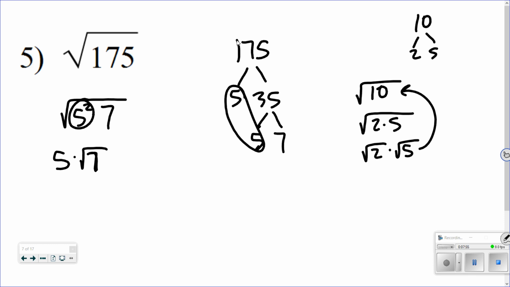And that's all we're doing on this assignment. We're just going through and practicing simplifying these radicals down as far as we possibly can.